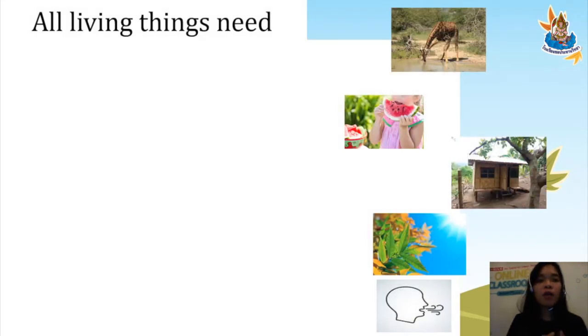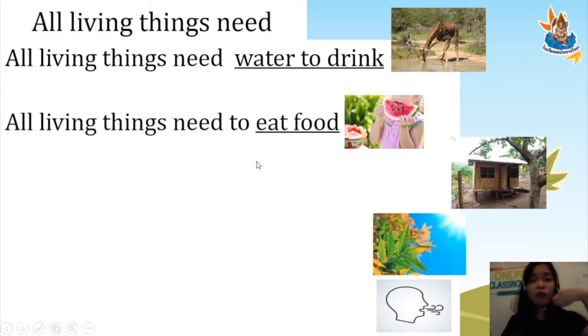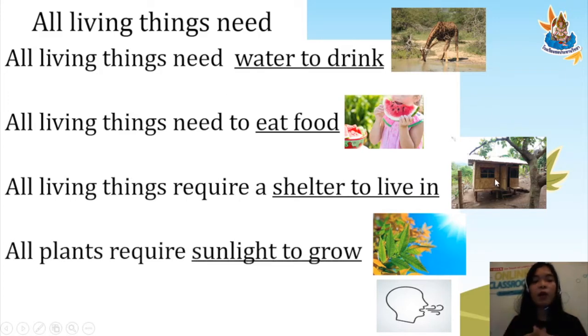What else do all living things need? So, for example, all living things need water to drink. Water to drink. All living things need food to eat. Need to eat food. All living things require a shelter to live in, a house or a habitat. And all plants require sunlight to grow.